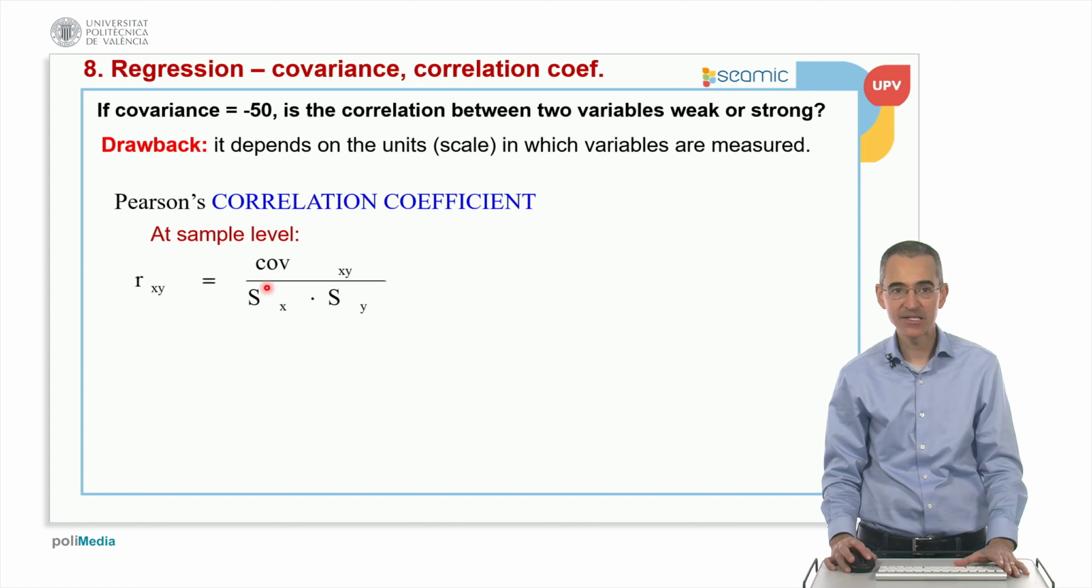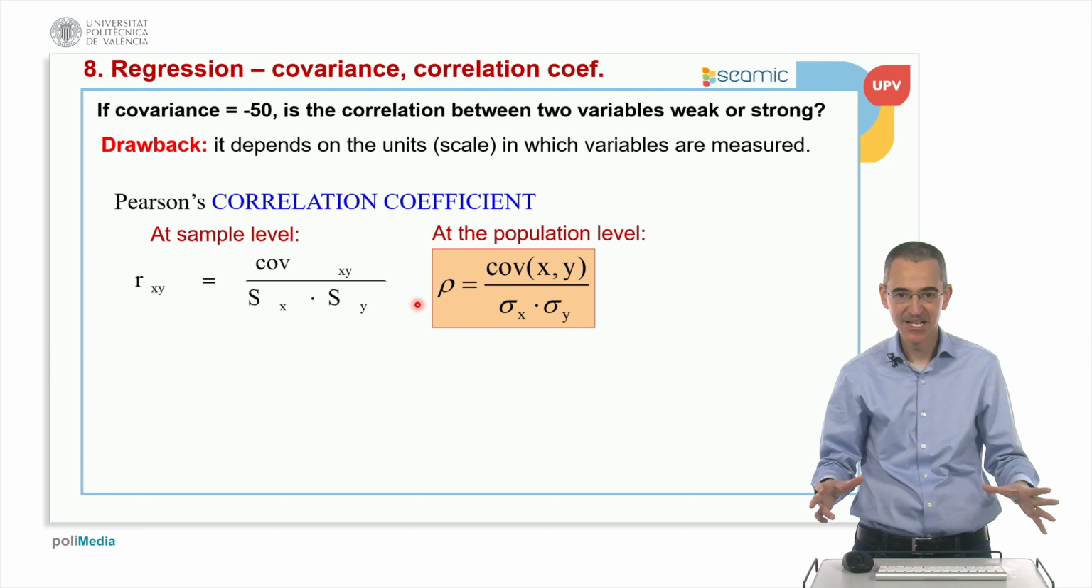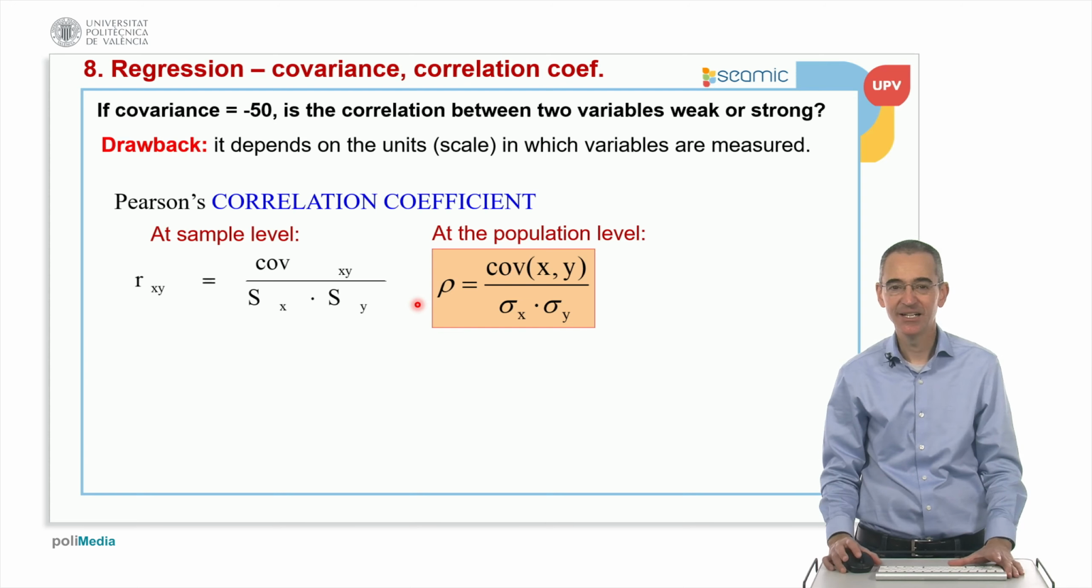It's the covariance divided by the product of the standard deviations. So we divide the covariance by the standard deviation of x multiplied by the standard deviation of the y. This is at sample level. Okay, so the equivalent formula at the population level is this. So instead of R, it's called rho, the Greek letter equivalent to the R. Remember that usually in statistics we reserve the Greek letters for the coefficients at the population level.